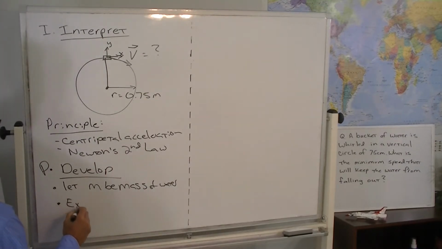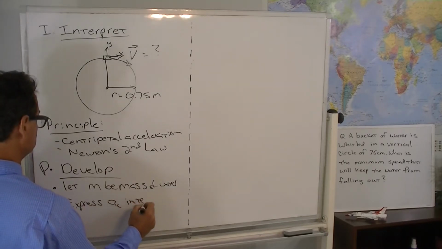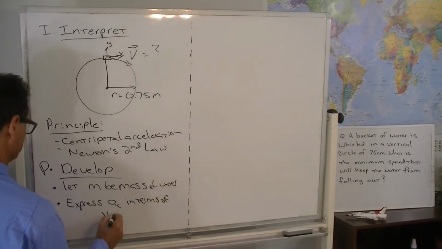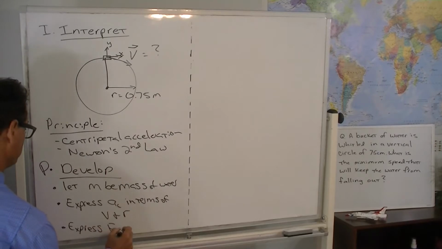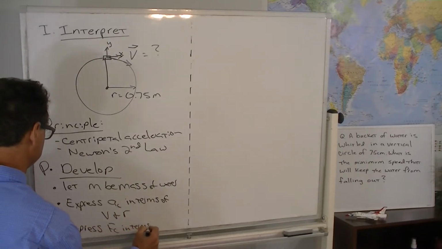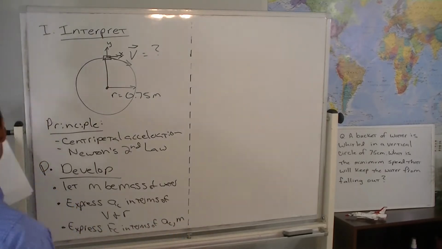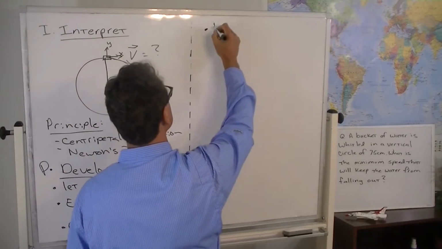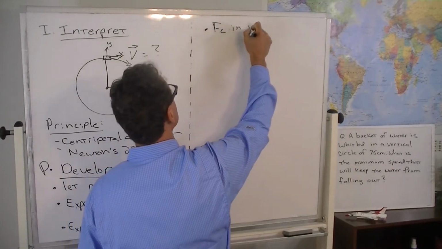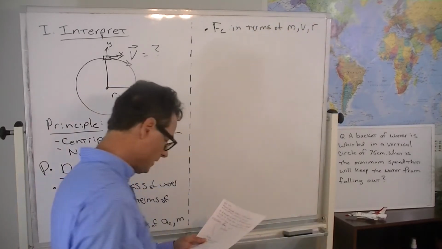We're going to express the centripetal acceleration in terms of v and r. We're going to express now the centripetal force in terms of centripetal acceleration and mass. So that ends up giving you, once you check all these boxes, the centripetal force in terms of m, v, and r.